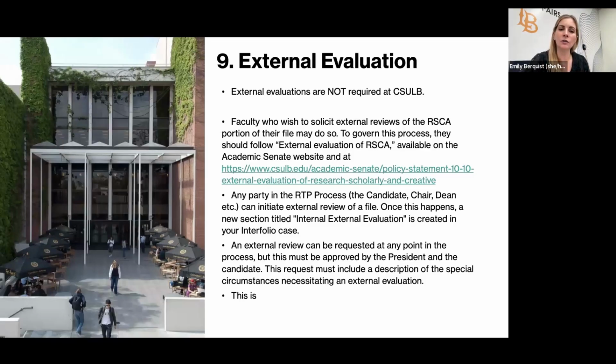Talking about external evaluations. I think this is confusing to some people because external evaluations operate really differently here than at most universities. We do not do external evaluations. They are not required. You may have heard from your friends, they're stressing, who am I going to find to review my file, et cetera, et cetera. We just don't do that here. But you are, of course, allowed to solicit external reviews of the RISCA portion of your file. So again, this is entirely optional.